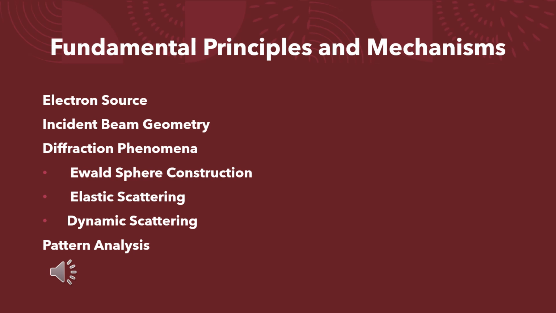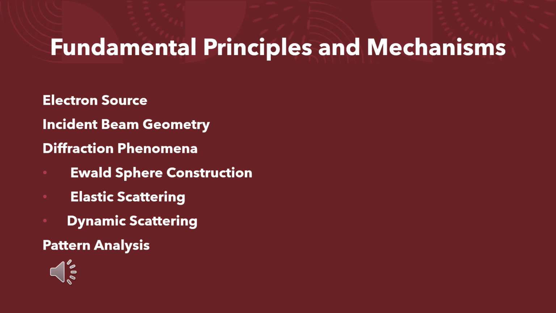Let's delve into the fundamental principles and mechanisms of RHEED. First, we have the electron source. The electron gun generates a collimated beam of high-energy electrons, typically in the range of 10 to 100 kiloelectron volts. These electrons are directed towards the sample at a very shallow, glancing angle, usually less than 5 degrees, which optimizes surface sensitivity.